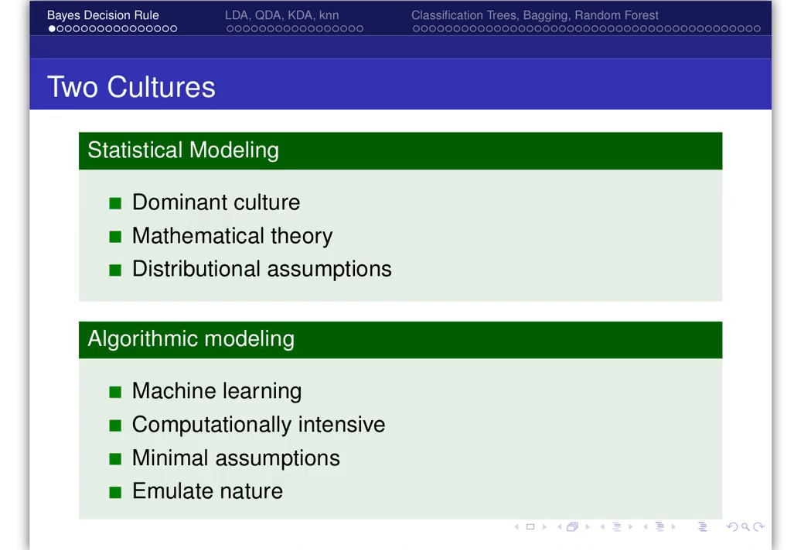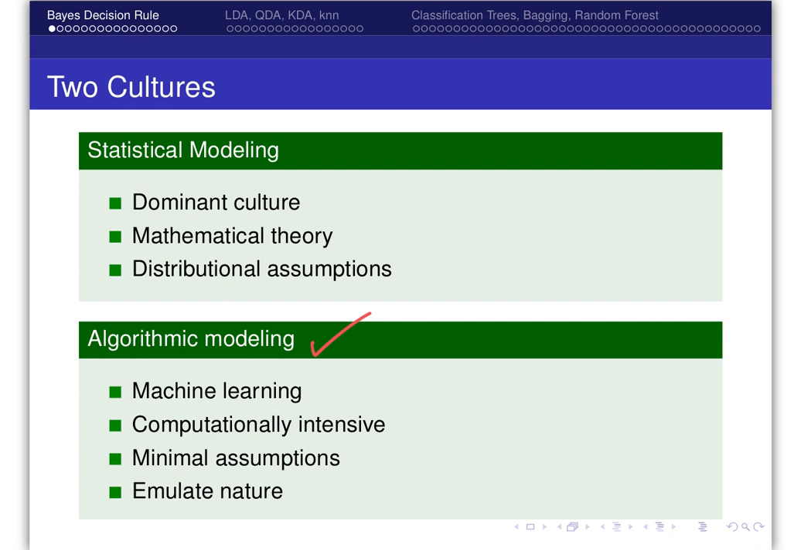There are two dominant cultures in predictive modeling. Statistical modeling has been the dominant culture and includes methods such as linear regression, logistic regression, linear and quadratic discriminant analysis, among others. These methods are based on mathematical theory and require that distributional assumptions be met by the data being modeled. Because data may violate underlying distributional assumptions, algorithmic modeling, sometimes called machine learning, has become popular. These are computationally intensive methods that make minimal assumptions about the data structure.